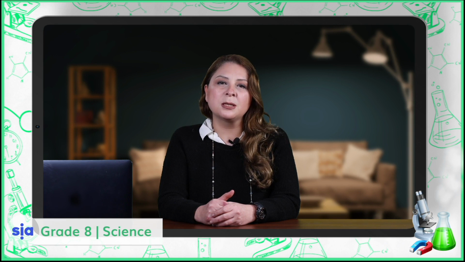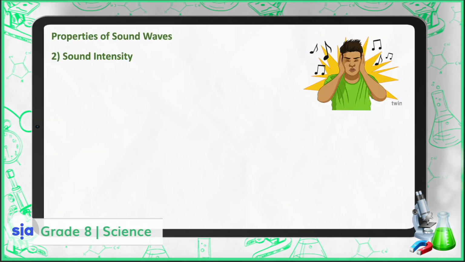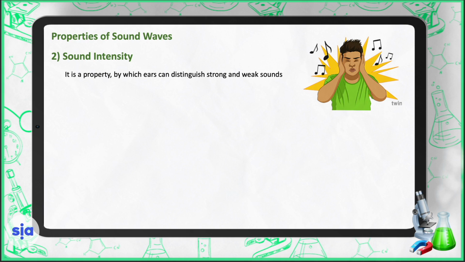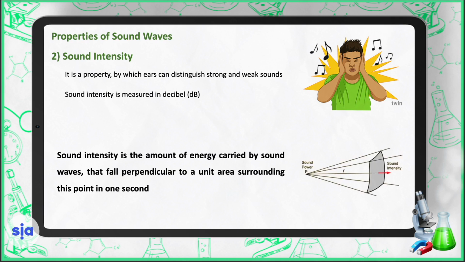Today we are going to discuss properties of sound waves. Today we are going to discuss together the second property of sound waves, sound intensity. It's a property by which ears can distinguish strong and weak sounds, and it is measured in decibel. Sound intensity is the amount of energy carried by the sound waves that fall perpendicular to a unit area surrounding this point in 1 second.